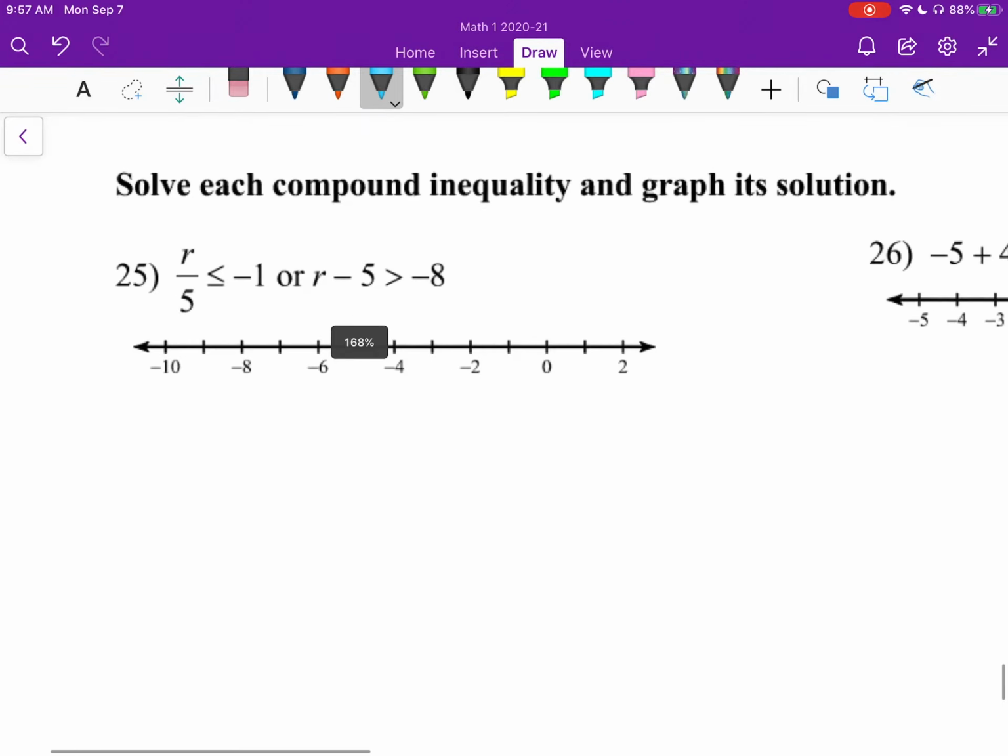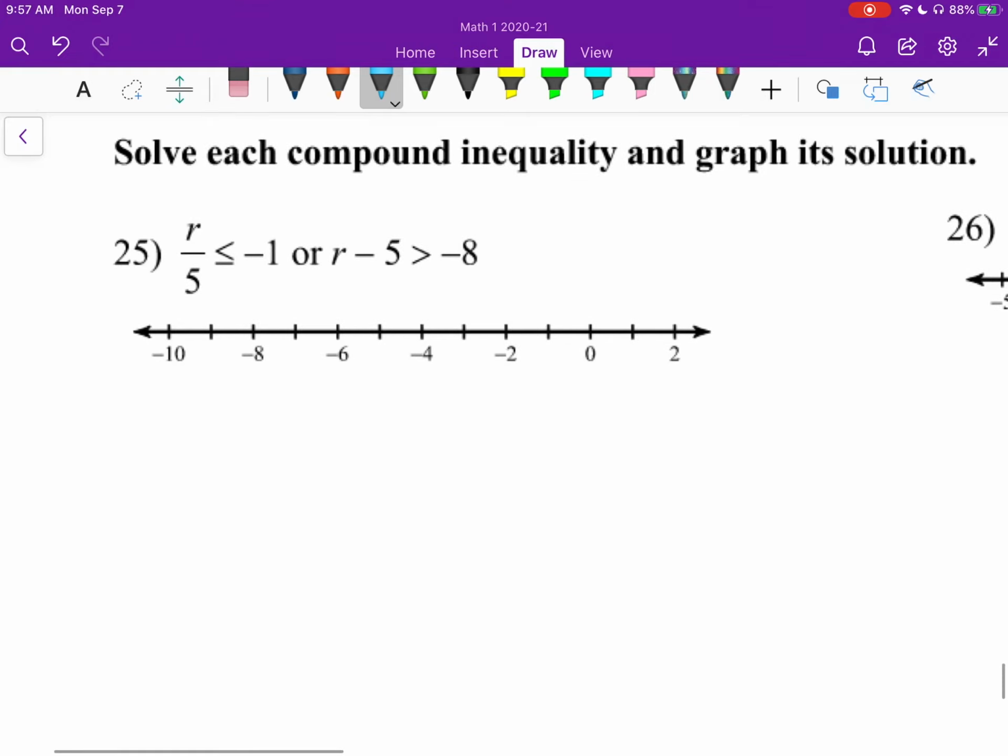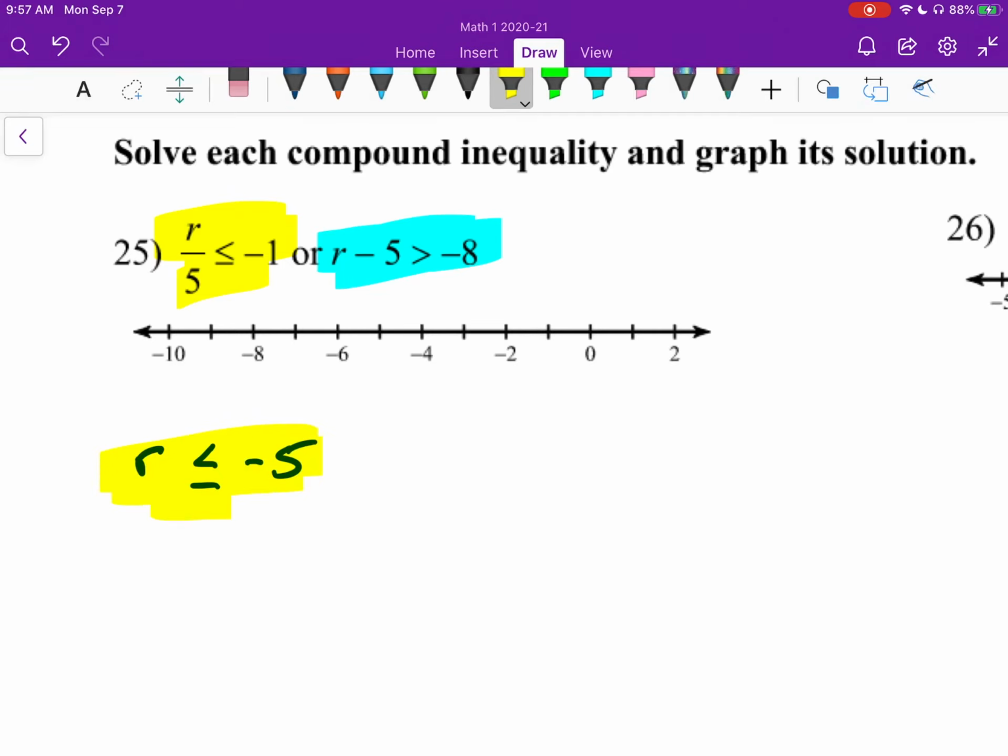All right, 25. We have compound inequalities, so we just have to do everything twice. Here's the first problem, here's the second problem. So the left one, we have r is less than or equal to -5, right? Because you multiply by that 5. The other one, we add a 5 over and we get r is greater than -3. That's kind of interesting how they have the 5s in both of them.